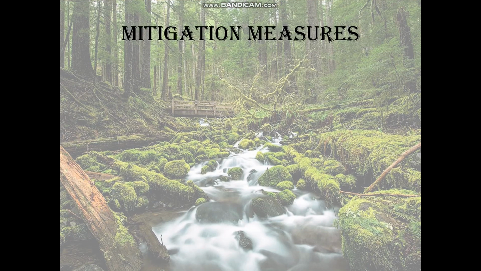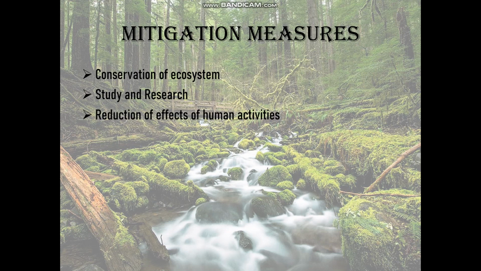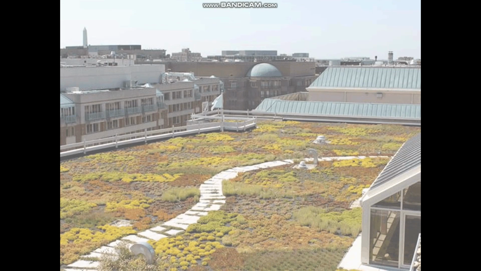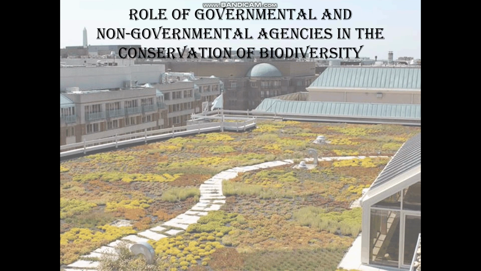Mitigation measures for these problems are listed below. Conservation of ecosystems, in which we conserve the natural ecosystems. Study and research, in which the research helps to explore the present status of plants and animals. Reduction of effects of human activities, in which the adverse effects should be controlled in time to conserve the biodiversity. Restriction in hunting, such activities should be completely banned and strict legal actions should be taken against the offenders, and so on.